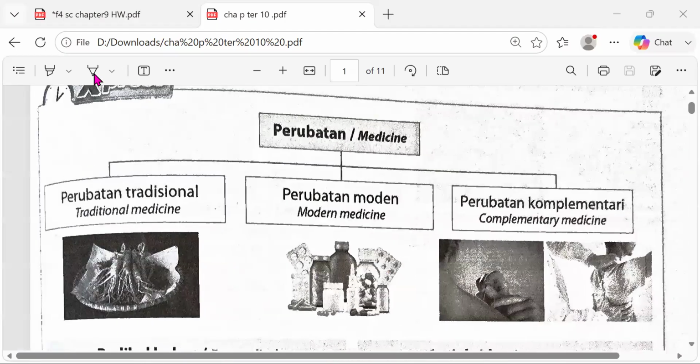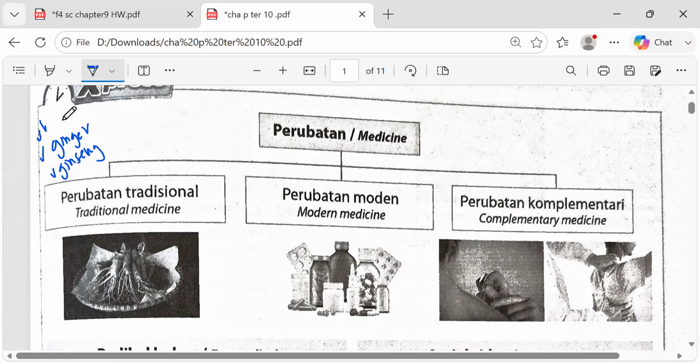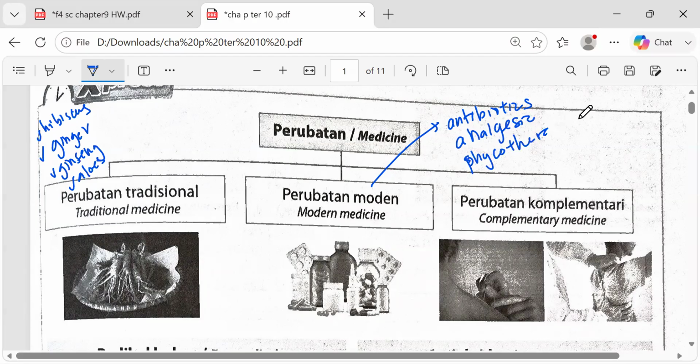So, traditional medicine, do you remember what I taught you just now? Ginger, ginseng, hibiscus flower, aloe vera. What are the three modern medicines? Antibiotics, analgesics, psychotherapeutic drugs. Okay, that's three.